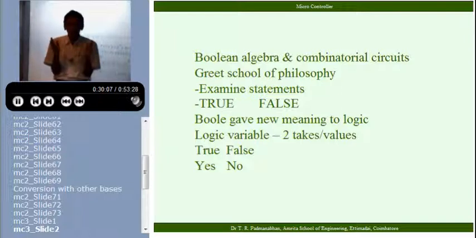So he conceived a world where a statement or an activity, whatever you think of, has only two states. Based on that, the whole of logic was built up. Boolean logic, just yes, no.